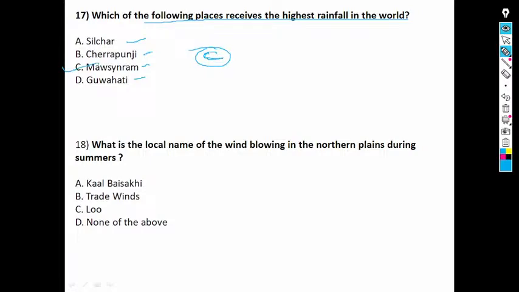Then what is the local name of the wind blowing in the northern plains during summer? Local name of the wind that blows in the northern plains is Lu.